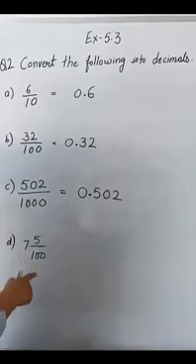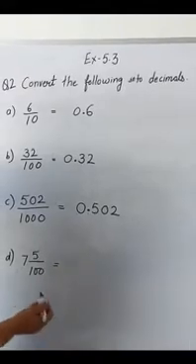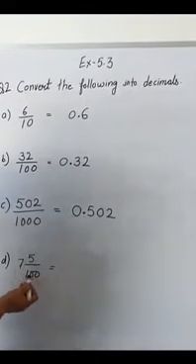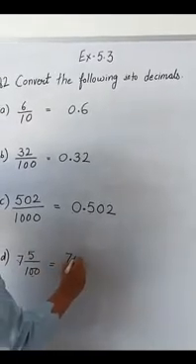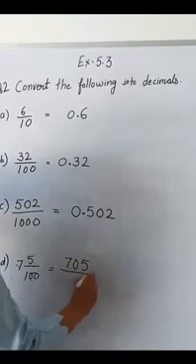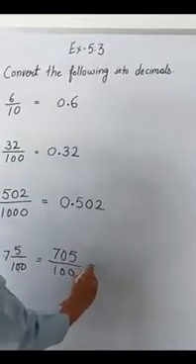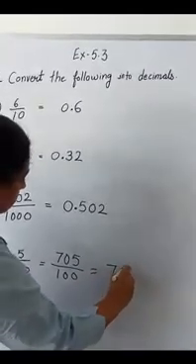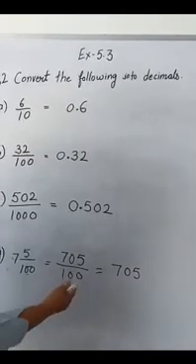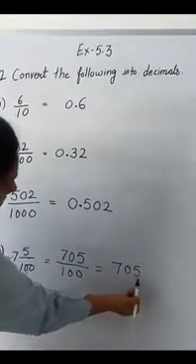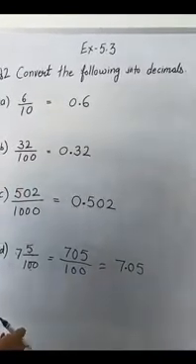Now part D is a mixed fraction. So first we will convert this into an improper fraction. 100 multiplied by 7 is 700. 700 plus 5 is 705 by 100. Now we will write the numerator 705. Here two zeros are there, so we will put the decimal after two digits from the back side. 1, 2. We will put the decimal here.